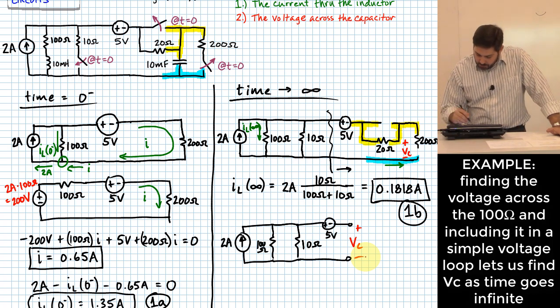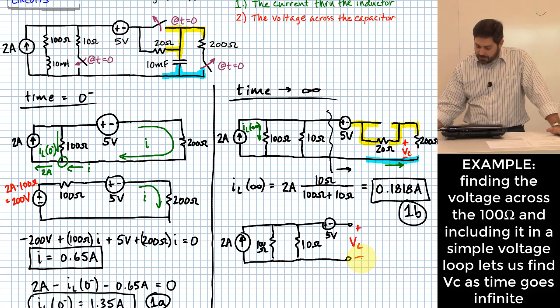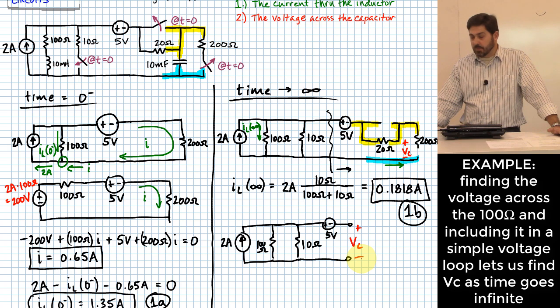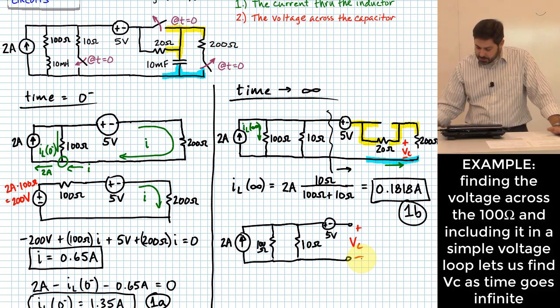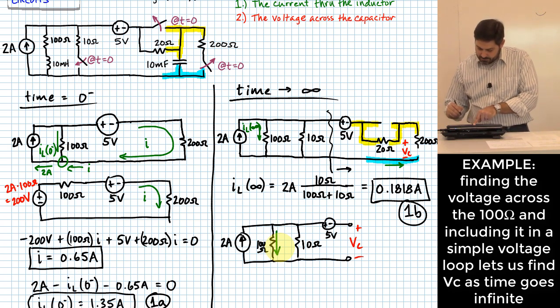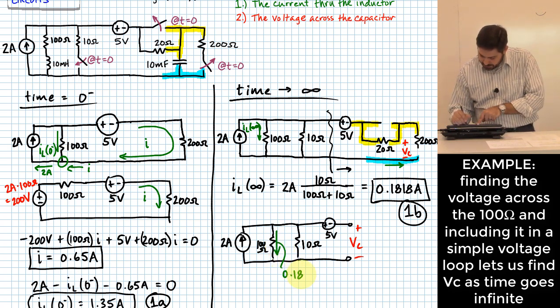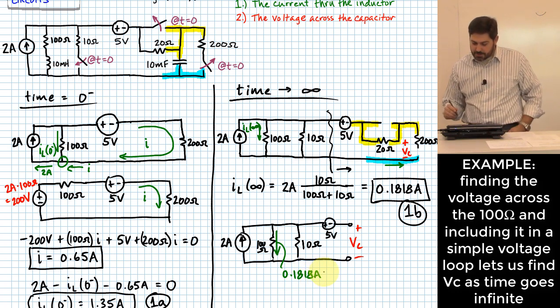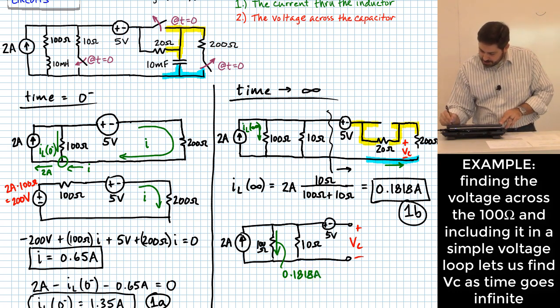Okay, so let me ask you this. Can we figure out what that voltage is, VC over there? We can. Probably the easiest way, at least in my mind, to do this is to remember that we really haven't changed anything, and we know the current flowing through this resistor. What was that current? 0.1818 amps. If I know the current flowing through that resistor, what's the voltage across that resistor?